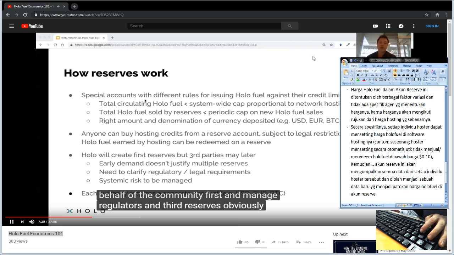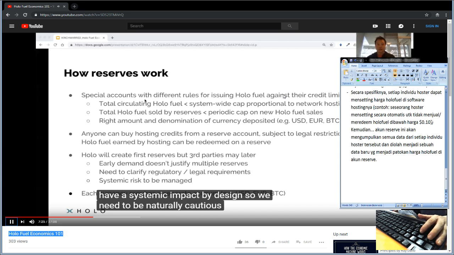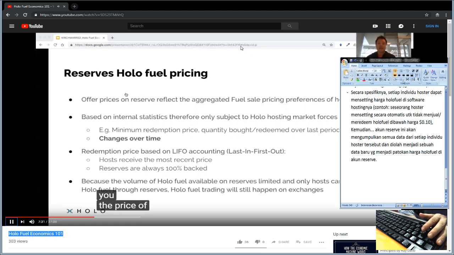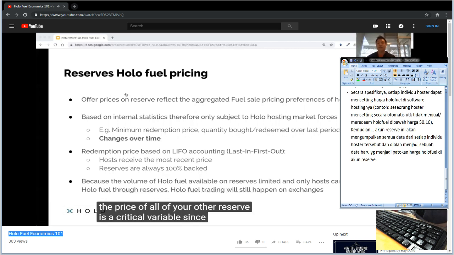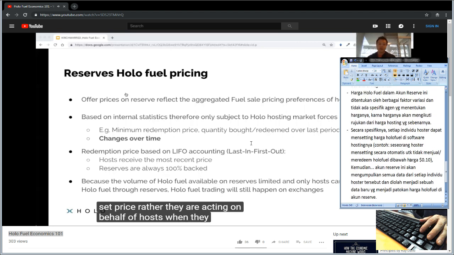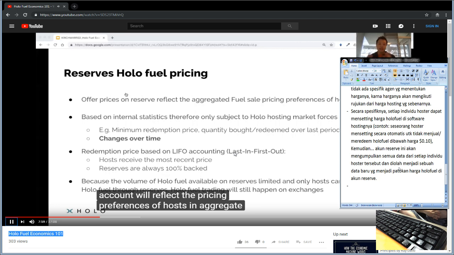And third, reserves obviously have a systemic impact by design. So we need to be naturally cautious with the rollout. The price of Holo Fuel at a reserve is a critical variable since it acts as a stabilization price. Now, reserves themselves do not really have agency to set the price. Rather, they are acting on behalf of hosts when they do so. So therefore, the price of the reserve account will reflect the pricing preferences of hosts in aggregate.